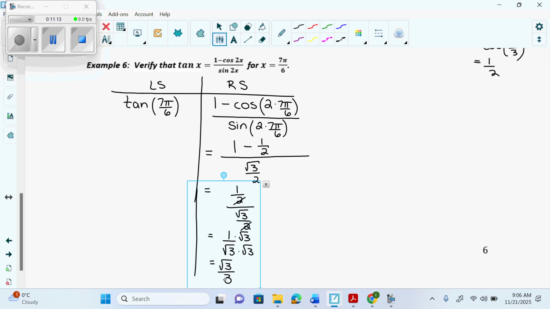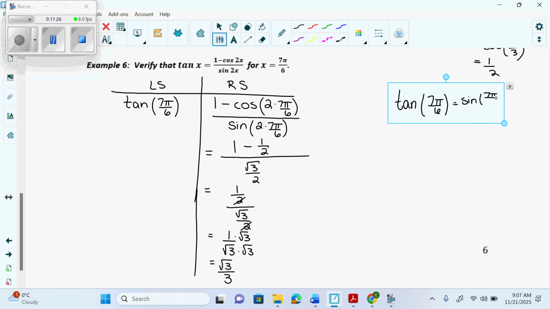Then we have to do tan of 7 pi over 6 over there, correct? Tan of 7 pi over 6 is the same as sine of 7 pi over 6 divided by cos of 7 pi over 6. Sine of 7 pi over 6 is at 30, so it's going to be negative 1/2. And negative root 3 over 2. The negatives cancel, the 2's cancel, and left with 1 over root 3, which rationalizes.